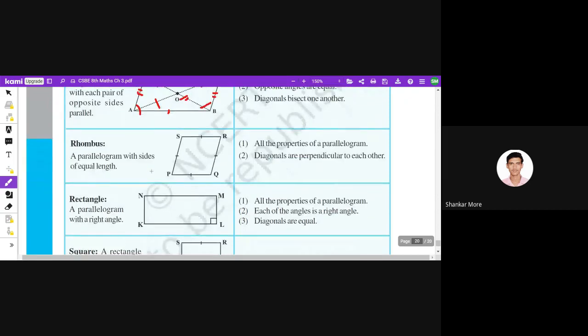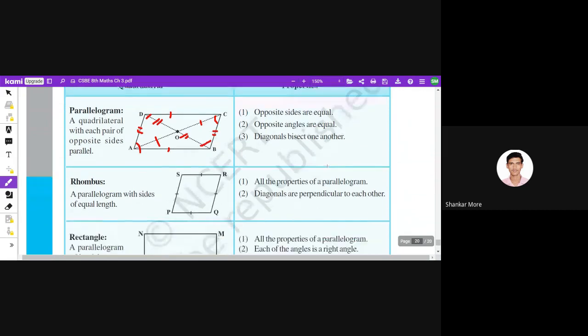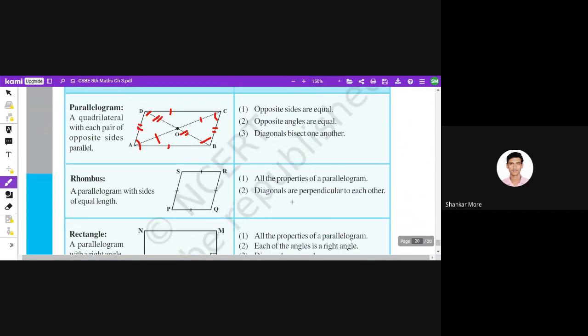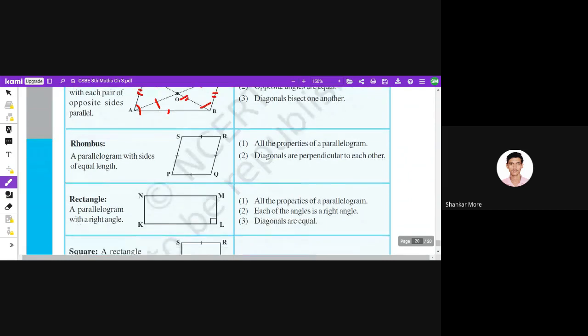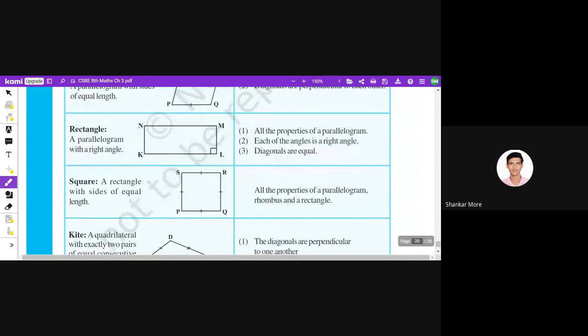Okay. Now the rhombus. All properties of a parallelogram, meaning all these properties, apply to a rhombus. Plus diagonals are perpendicular to each other. They bisect, that is true, but they are perpendicular as well. Now let's go to the next, that is rectangle. A rectangle has all properties of a parallelogram. Each of its angles is a right angle and diagonals are equal. So these are two additional properties except for the properties of a parallelogram. And a square has all properties of a parallelogram, rhombus and rectangle.